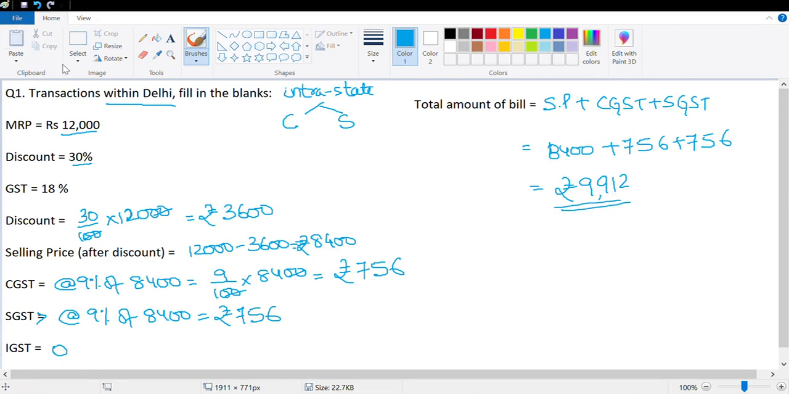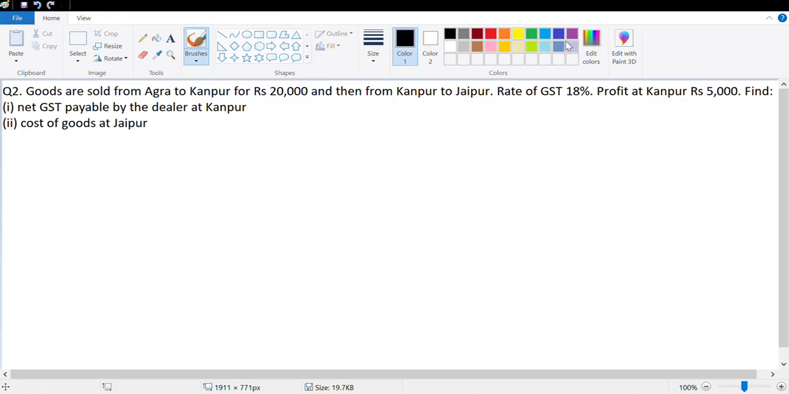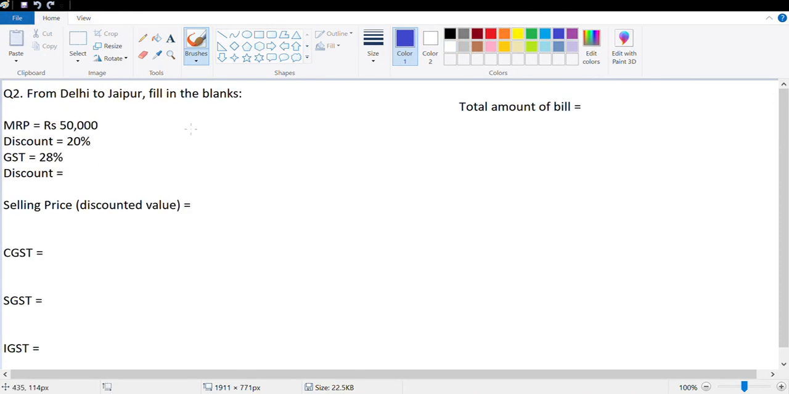Let's look at another question. The next question that we do is question number 2. It says, for the following goods which are sold from, I opened the wrong question. That's an exercise 1B question. Let me open the exercise 1A question. Sorry about this.